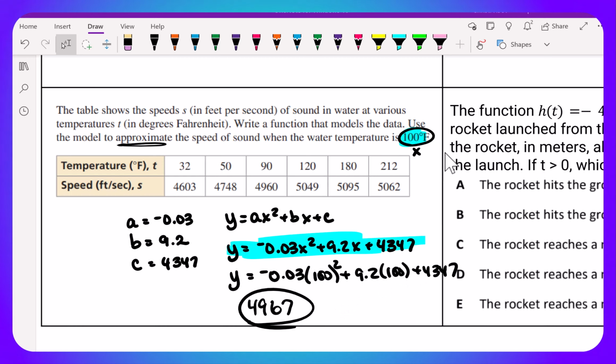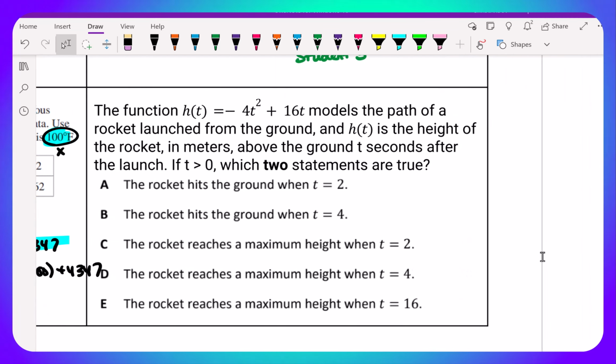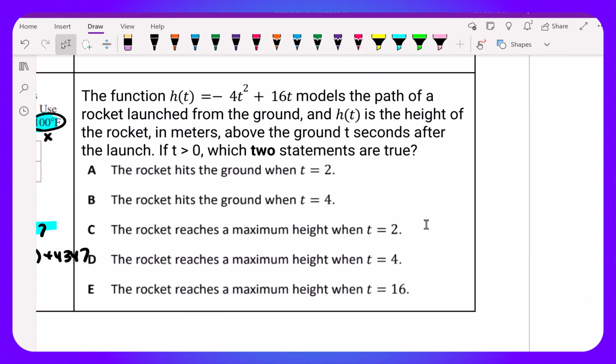And that just leaves us with the 100-degree water temperature. So the water temperature is your X in this case. So all you got to do is plug that into your formula, and you wind up with 4,967 seconds.